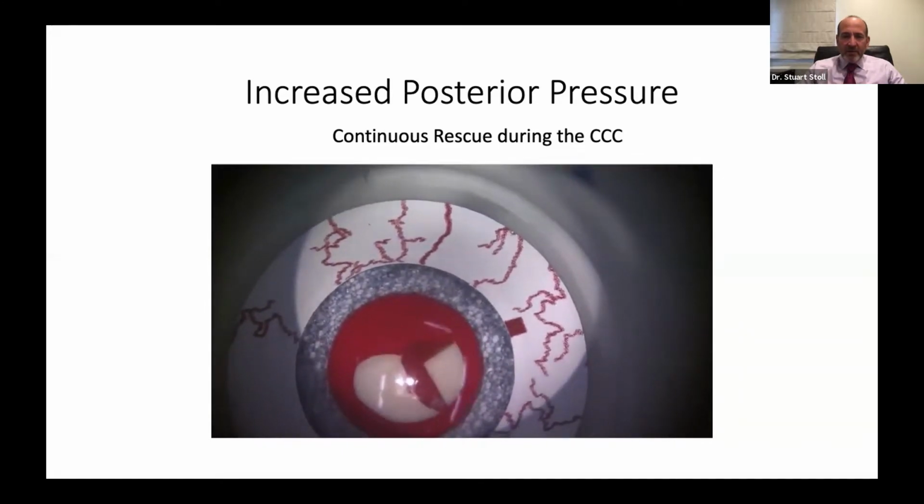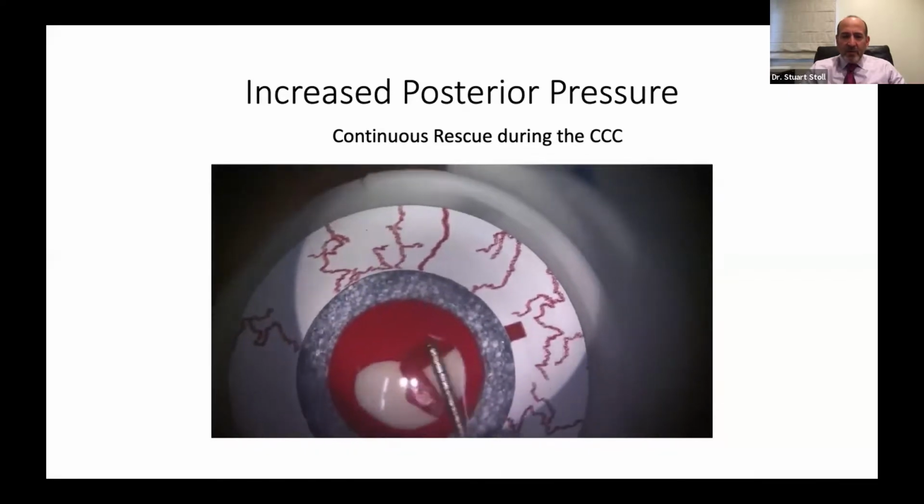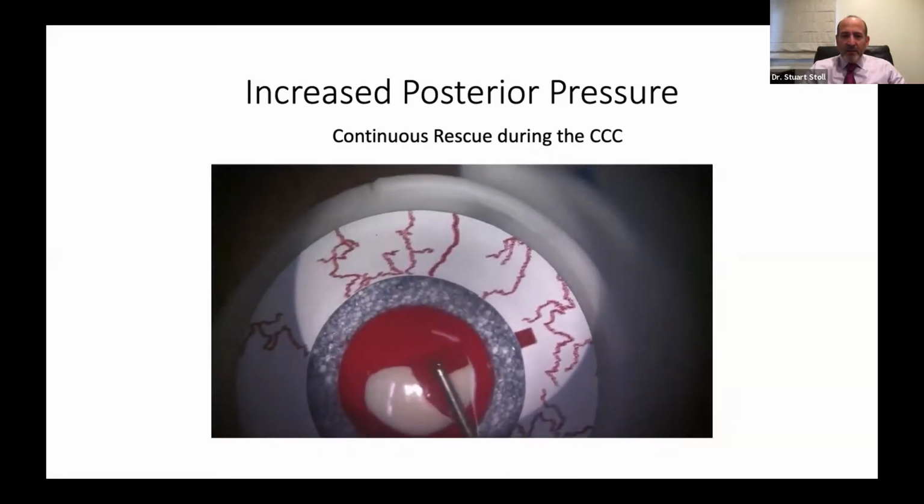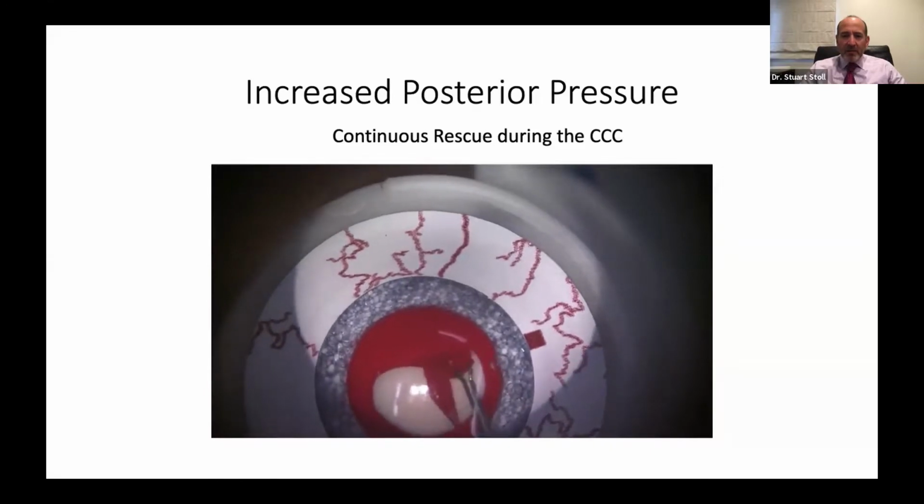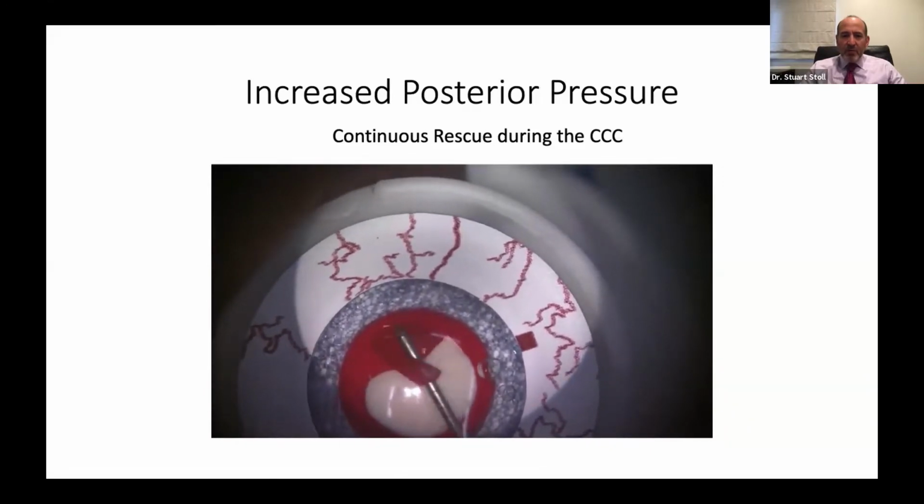Visco is our friend. And you're going to see now as we start to continue on in the normal fashion, it's just going to want to unzip and open up to the outside. So watch the tips at various times. We're going to pull more radially. There it is.